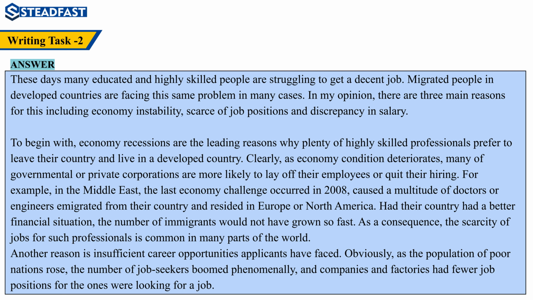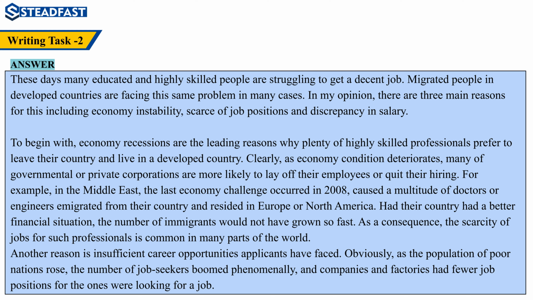These days, many educated and highly skilled people are struggling to get a decent job. Migrated people in developed countries are facing the same problem in many cases. In my opinion, there are three main reasons for this, including economic instability, scarcity of job positions, and discrepancy in salary. To begin with, economic recessions are leading reasons why plenty of highly skilled professionals prefer to leave their country and live in a developed country.